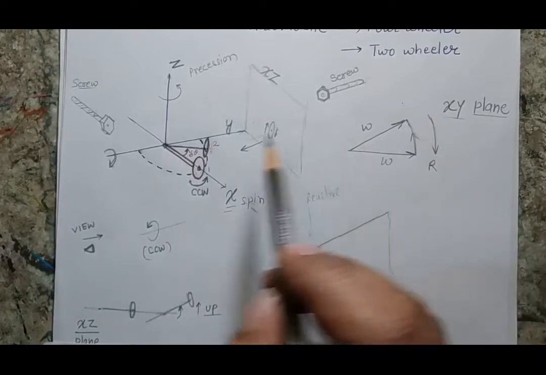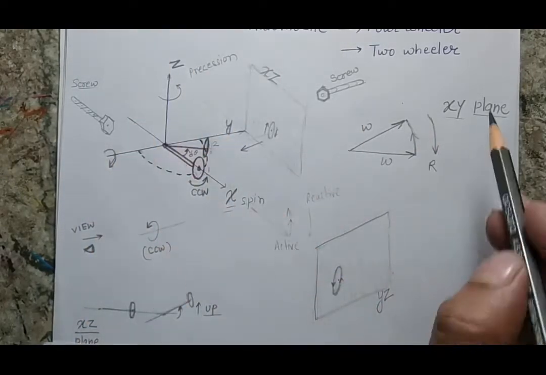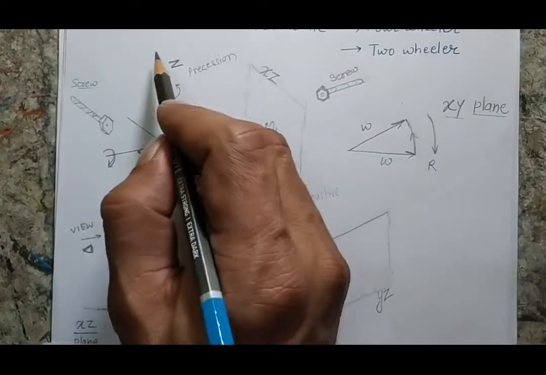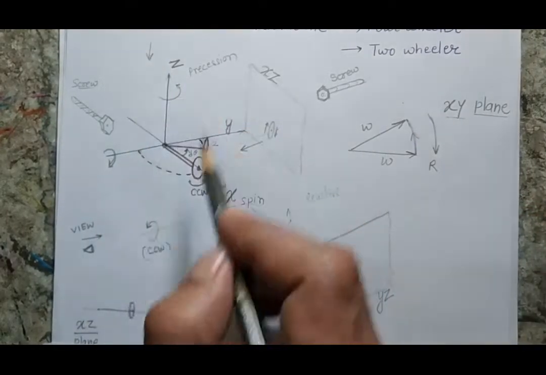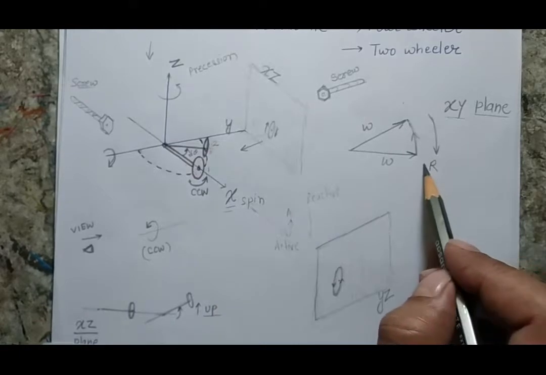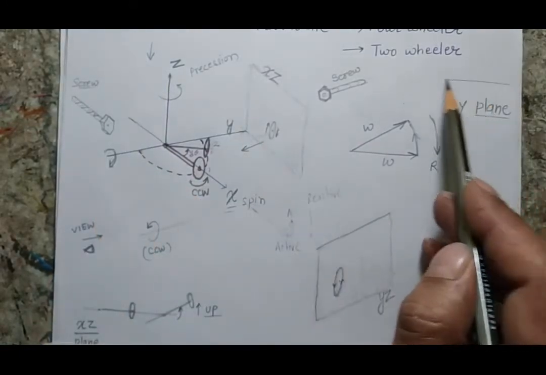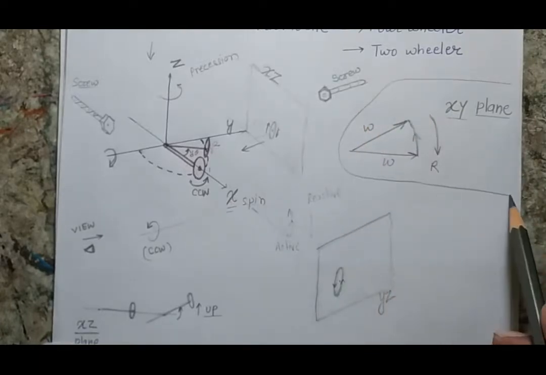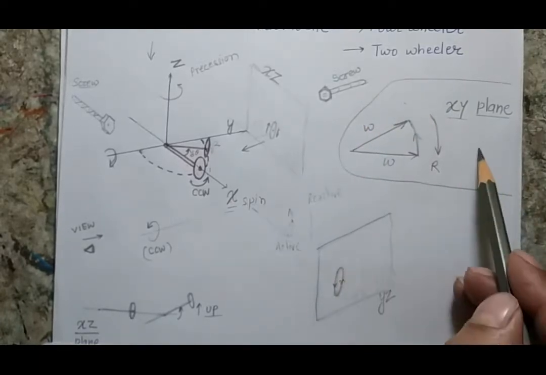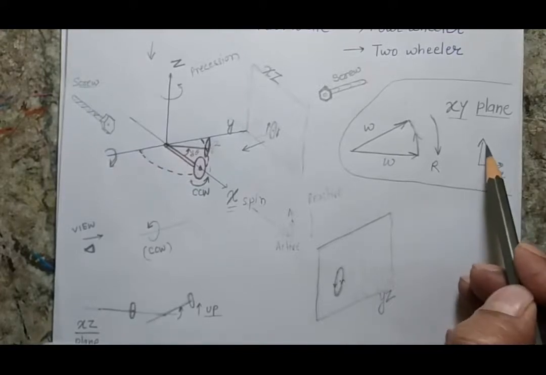Another way of presentation of this three-dimensional system is by using the two-dimensional plane. Suppose I am giving a top view to my system, and this is my top view. When I see it from the top, I will be able to see the XY plane. Suppose this is my XY top plane. This is my x-axis and this is my y-axis.